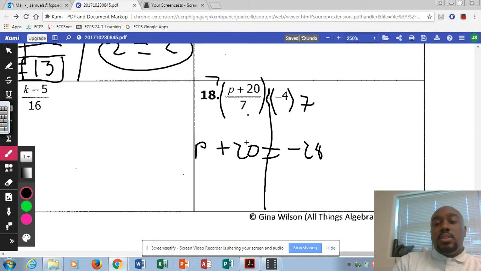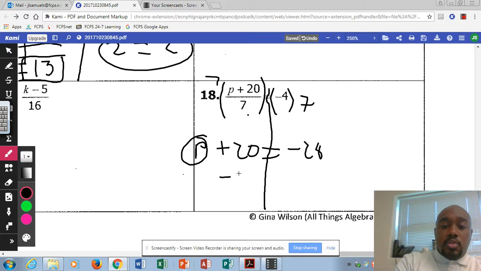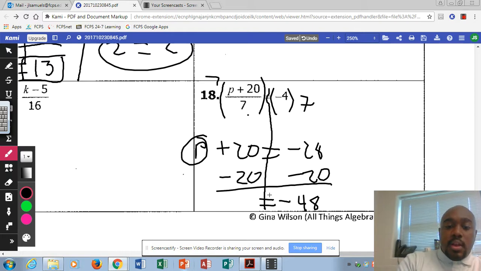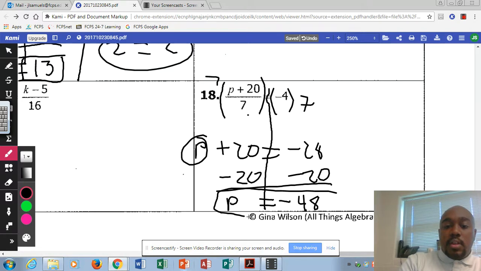So now we have to get rid of this 20. Okay, we identify our variable. We have to get rid of this 20 right here that's on the same side. 20 is being added to the variable. So what we have to do is do the opposite of addition, which is subtraction. Okay, and we have same sign, so we're going to add the numbers and keep the sign. So it's going to be negative 48. And we bring down our p, which is left over. So p equals negative 48.